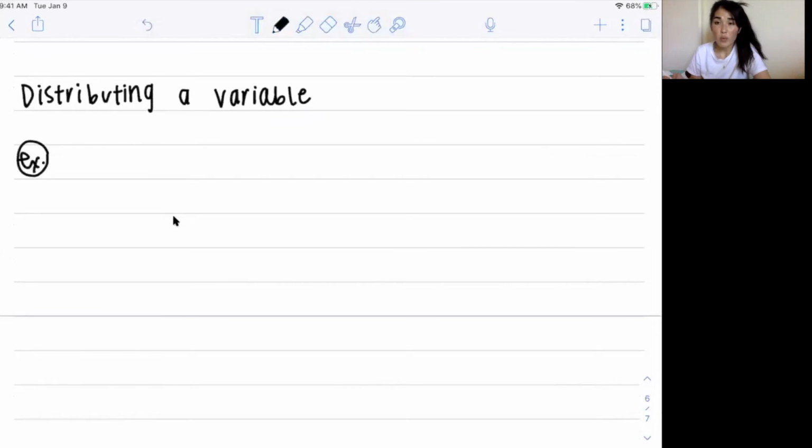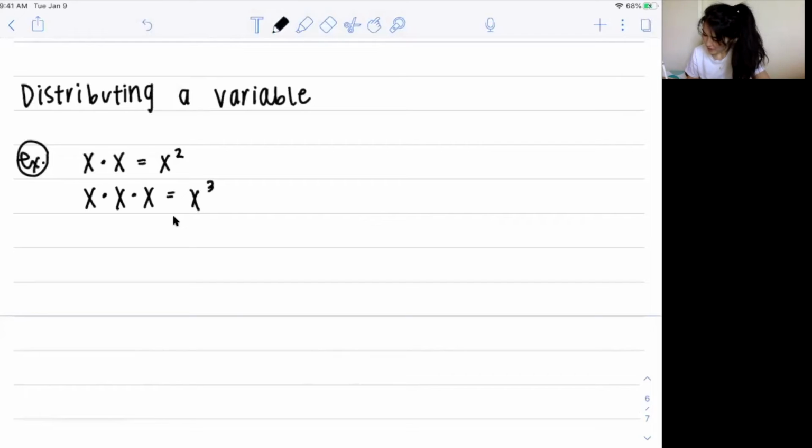Do you guys remember what happens if we have x times x? Hopefully you're saying that that would be x squared. And you would be right. Do you remember if I had x times x times x, what that would become? If you said x to the 3rd, you were also right.